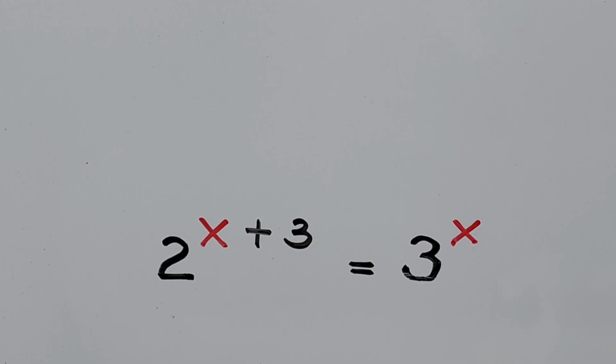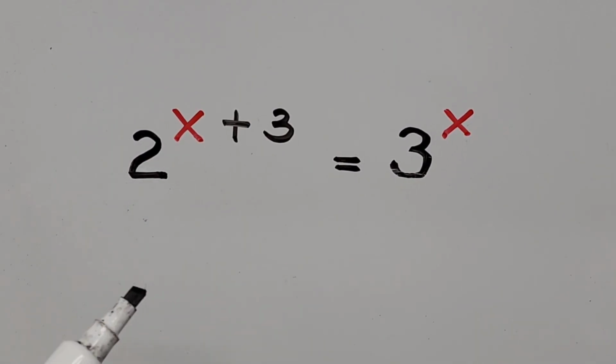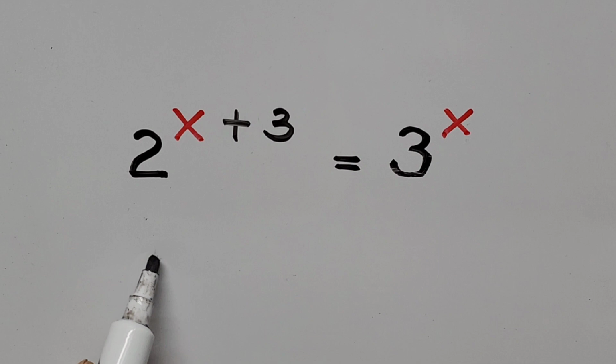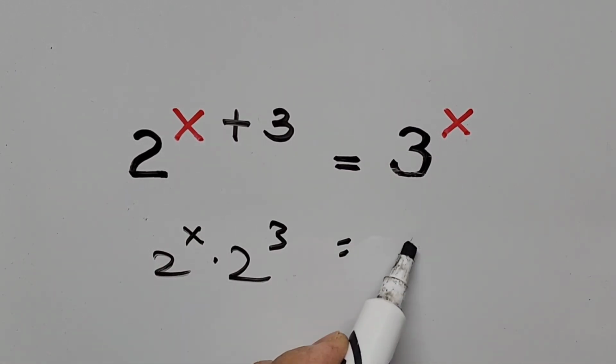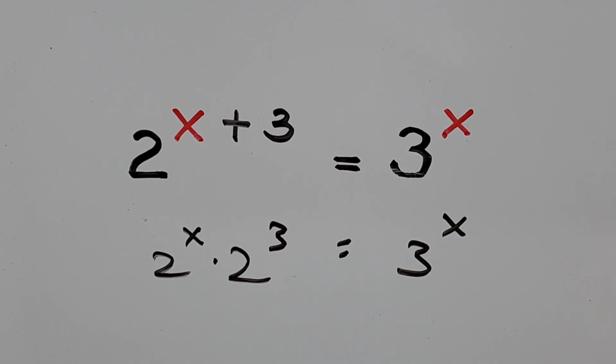So we have here an exponential equation, 2 to the power of x plus 3 equals 3 to the power of x. This video will be solving for the value of x. Simplify the equation. Left hand side is now 2 to the power of x times 2 to the power of 3 equals 3 to the power of x.